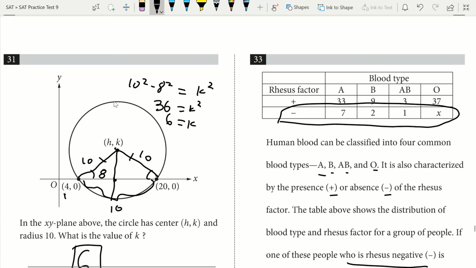Well, if the probability they have B is 1 over 9, let me rewrite that. We see that blood type B is 2, so that has to be 2 over our total for this whole row. We know that has to be 18, because 1/9 is equal to 2 over 18. So now we know that x plus 1 plus 2 plus 7 has to equal 18. Well, 7 plus 2 is 9, 9 plus 1 is 10. 18 minus 10 will give me 8 equals x. So my answer there is going to be 8.